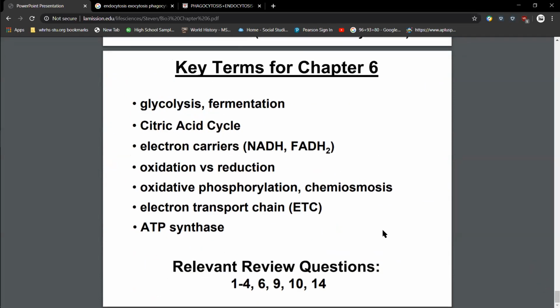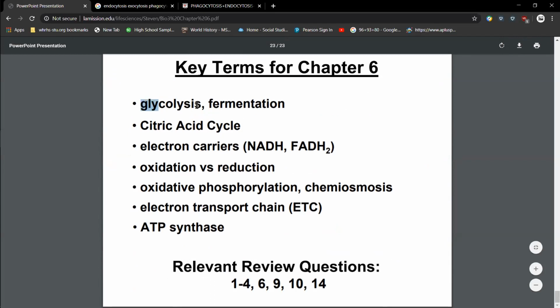So let's just do this quick activity here. I just want you to type in the chat a one-sentence description of glycolysis, and then give me another sentence description of fermentation.